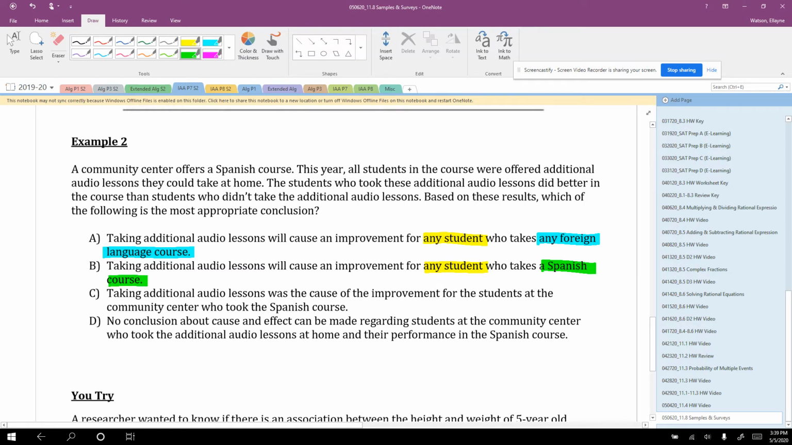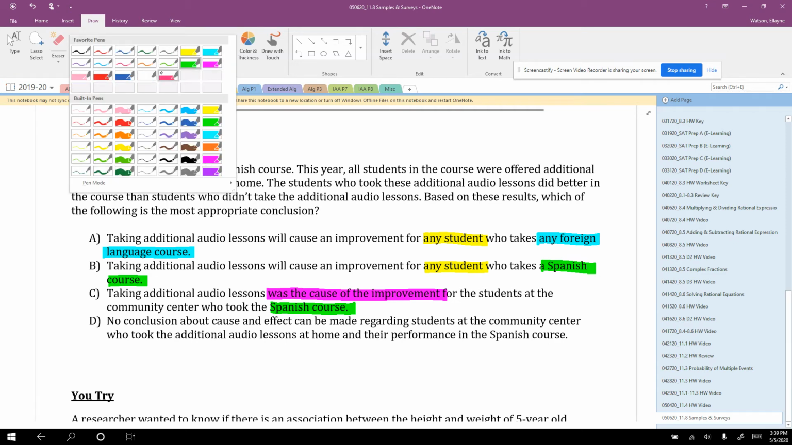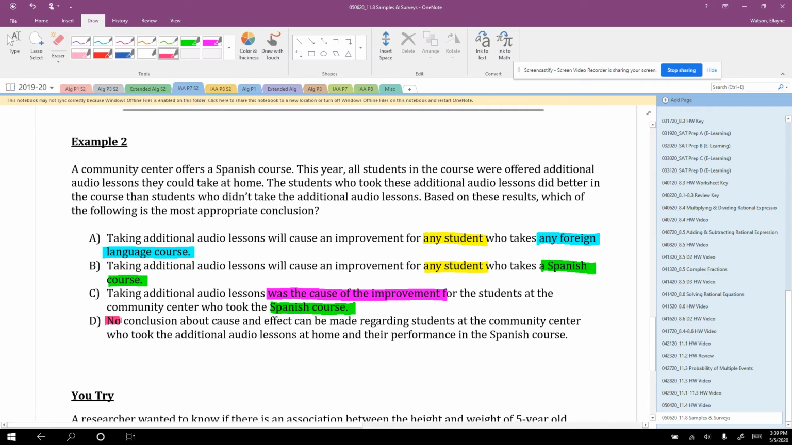Okay, option C, taking additional audio lessons was the cause of improvement for the students at the community center who took the Spanish course. Okay, so kind of the key here is was the cause of improvement. Okay, and again, we're just talking about Spanish. All right, and then the last one here says no conclusion about cause and effect can be made regarding students at the community center who took the additional audio lessons at home and their performance in the Spanish course. So, again, this one says no conclusion.